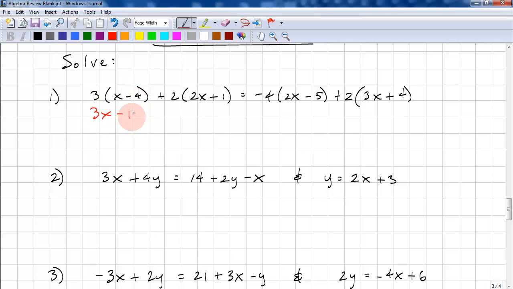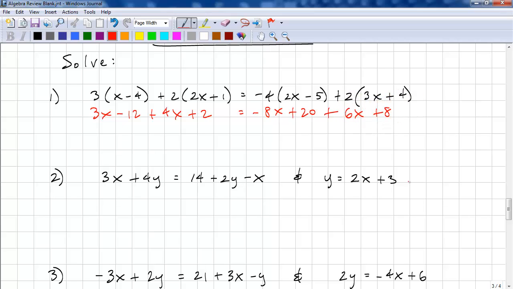3 times negative 4 is 12. 2 times 2 is 4. 2 times 1 is 2. Negative 4 times 2 is negative 8x. Negative 4 times negative 5 is positive 20. 2 times 3 is 6. 2 times 4 is 8.